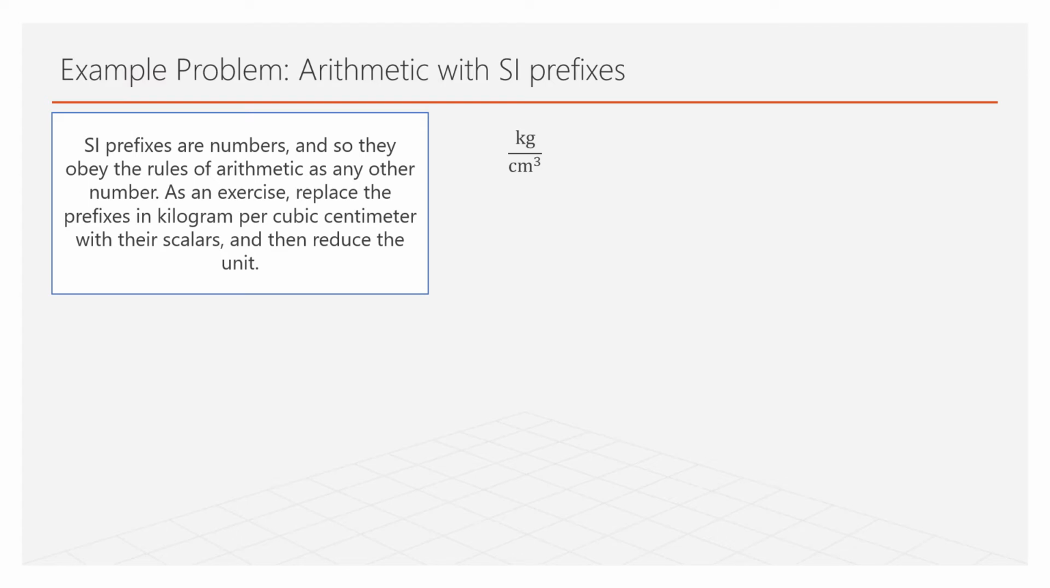Next, let's do an example problem involving the arithmetic with SI prefixes. SI prefixes are numbers, and so they obey the rules of arithmetic as any other number. As an exercise, replace the prefixes in kilogram per cubic centimeter with their scalars and then reduce the unit. We'll start by writing kilogram per cubic centimeter and replace k with 10 to the power of 3 and c with 10 to the power of negative 2. In the denominator, we must be sure to put parentheses because the cubed operation goes to the c and to the m.